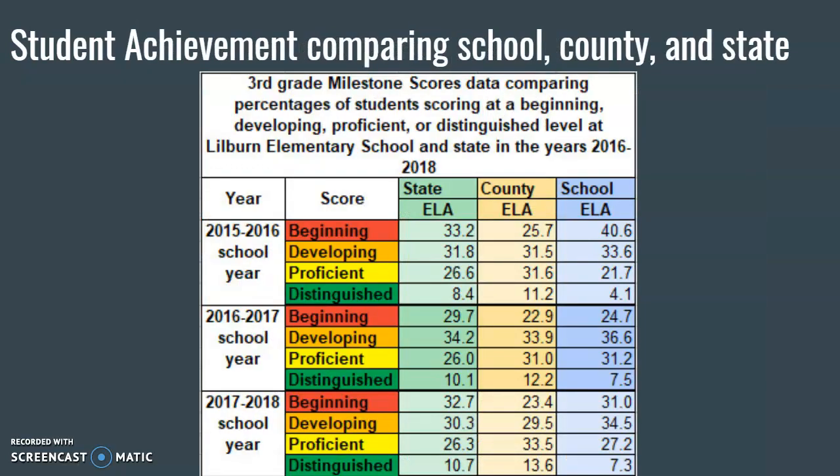The following data table has many numbers on it, but it helps viewers to compare our school's data with the state and the county. As you can see, our school has a high percentage, 40.6%, of students scoring at a beginning level in 2015 and 2016. This shows that the state and the county had both outperformed us. However, our scores increased the following years, which caused our beginning level student percentages to drop to 24.7% and 31.0%, which are nearly equal to the state and county percentages, and in some cases even better.